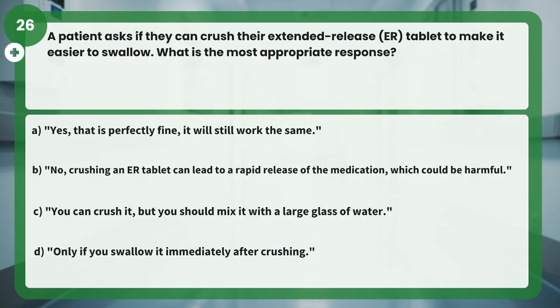Question 26. A patient asks if they can crush their extended-release tablet to make it easier to swallow. What is the most appropriate response? A. Yes, that is perfectly fine. It will still work the same. B. No, crushing an ER tablet can lead to a rapid release of the medication, which could be harmful.